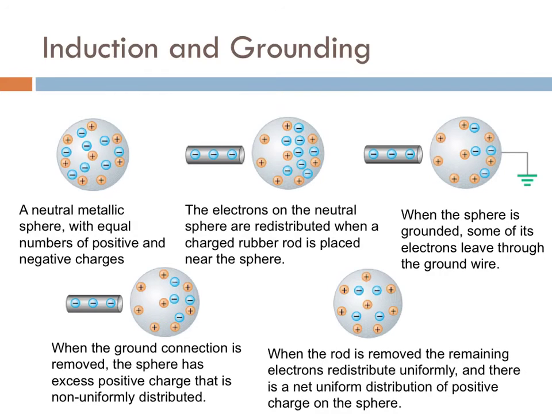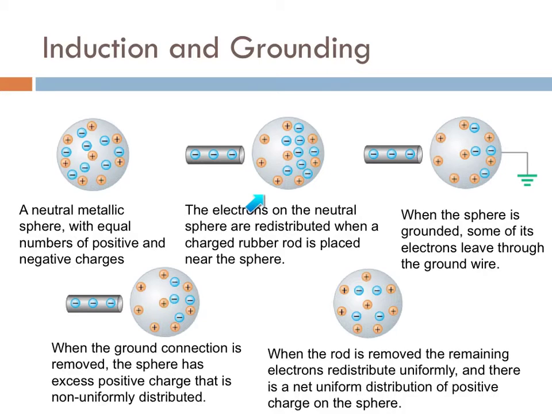This situation is more common. Here we have a neutral sphere that has the same number of protons as it does electrons. In the second picture, we have a negative rod that's brought up to this neutral sphere. As it's brought closer, the negative electrons are going to move away from the rod. And as you notice, the left side is going to be more positive than the right-hand side. The right-hand side is going to be considered more negative because it has an excess of negative charges. And the left side has an excess of positive charges.